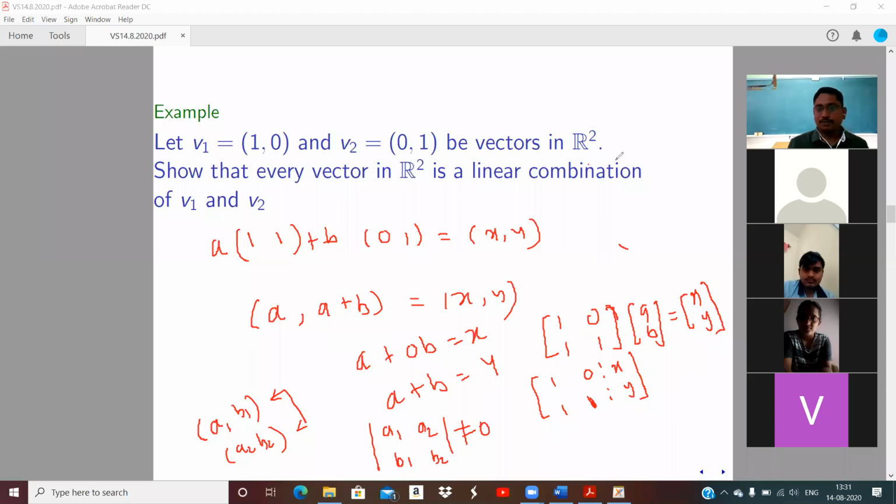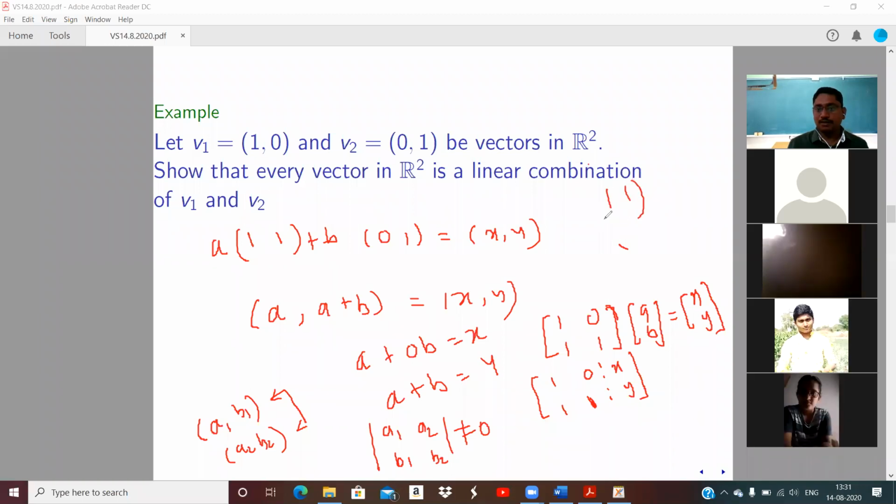Now for example, suppose I take two vectors (1, 1) and (2, 2). Not every vector in R2 will be a combination of these two.